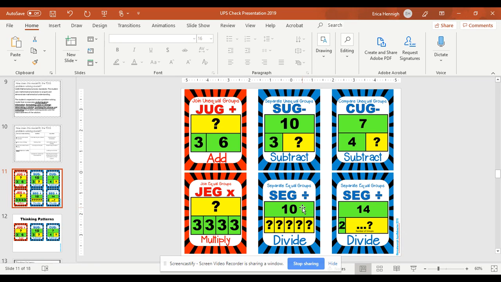And with division, there's two options there. They could be finding how many are in each group, or they could be trying to find the number of groups. When they're doing that, they have to divide either way. But that's going to make their strip diagram look different depending on that part of it.